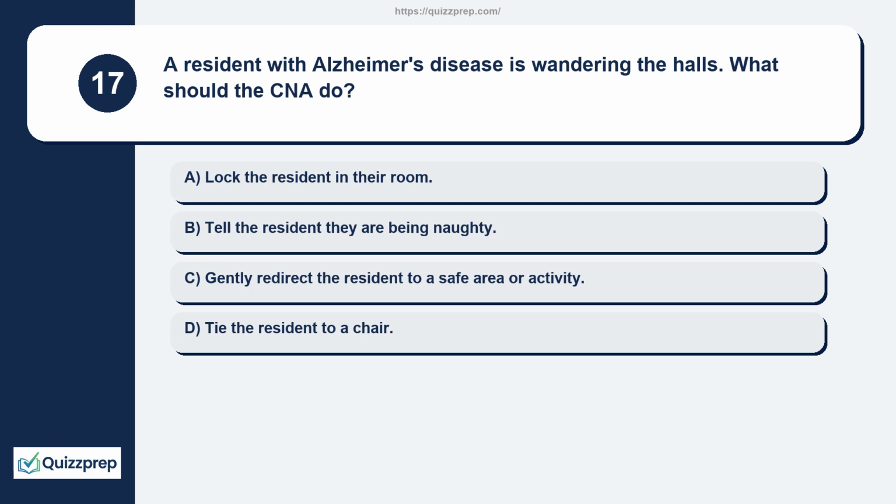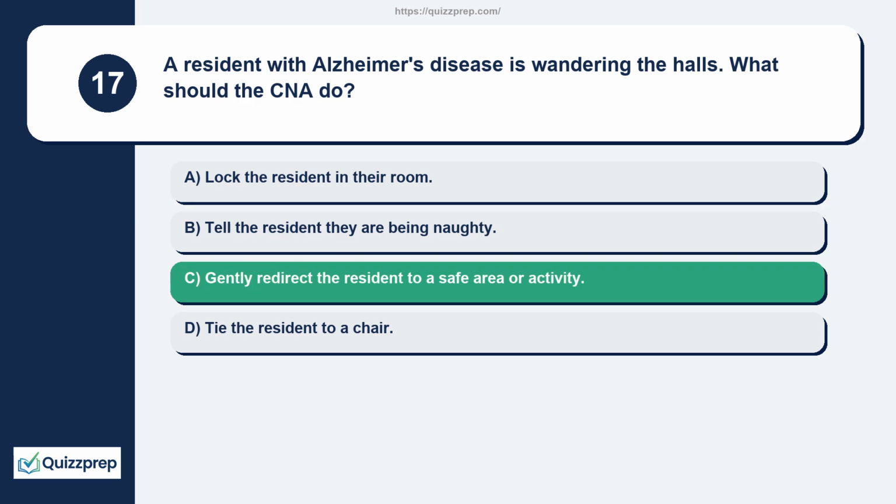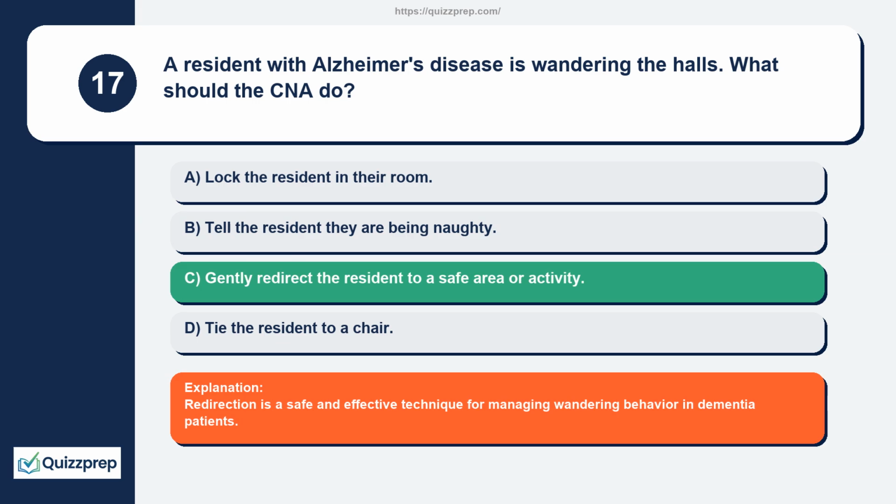Question 17. A resident with Alzheimer's disease is wandering the halls. What should the CNA do? Lock the resident in their room. Tell the resident they are being naughty. Gently redirect the resident to a safe area or activity. Tie the resident to a chair. Redirection is a safe and effective technique for managing wandering behavior in dementia patients.